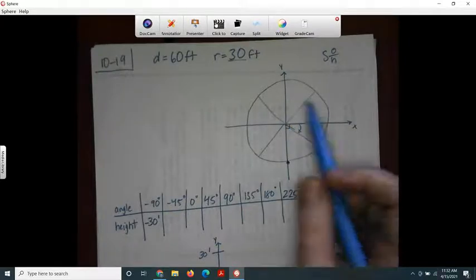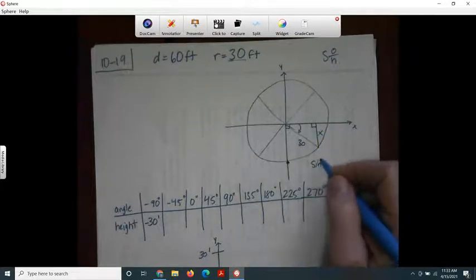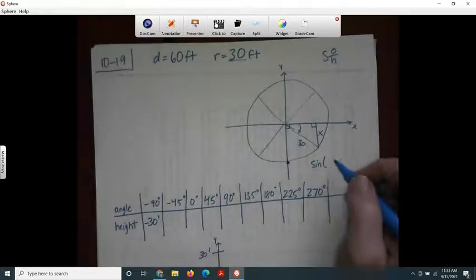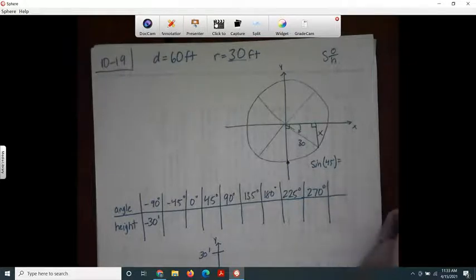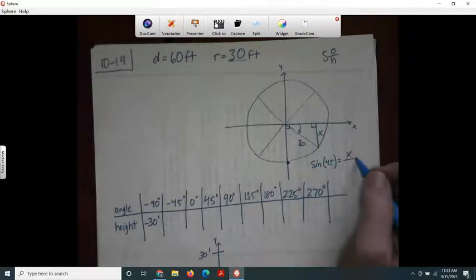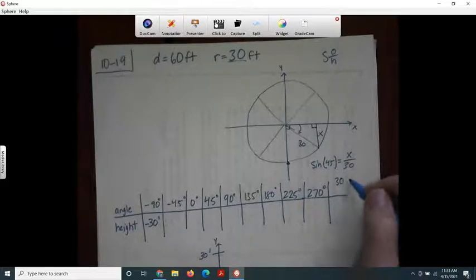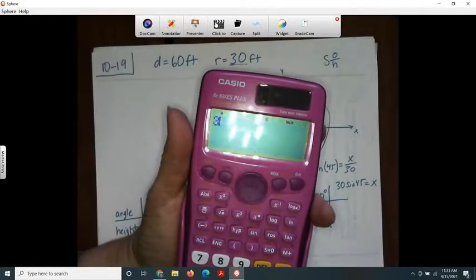So I can say sine of, well, let's just do 45. Sine of 45 equals opposite over hypotenuse. That's x over 30. So basically, I can multiply both sides by 30, and I'll have 30 times sine of 45. That's going to be x, which is my height. So I'm just going to do it on my calculator. 30 times sine of 45 is 15√2.